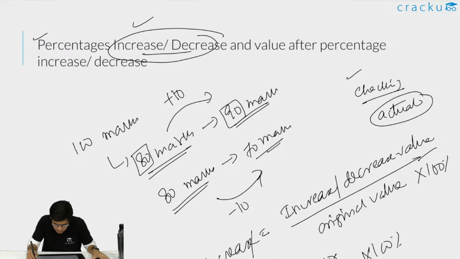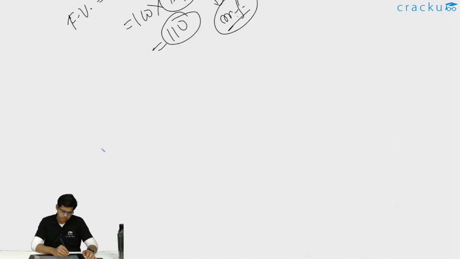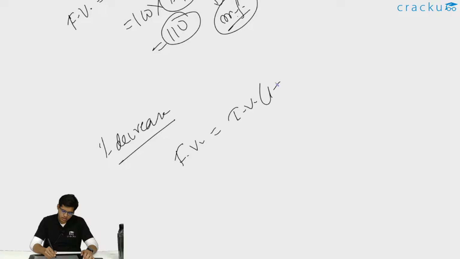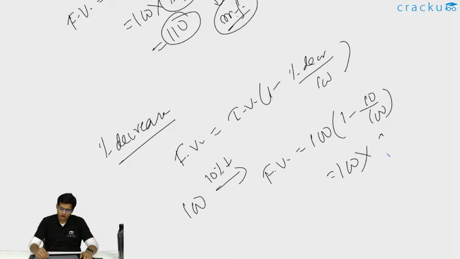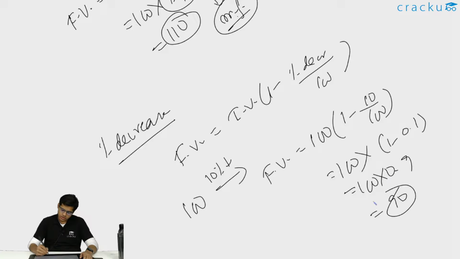Similarly, for percentage decrease, what would have been the scene? The final value would be initial value into 1 minus percentage decrease upon 100. So again, if the initial value was 100 and there is a 10 percent decrease, the final value would be 100 into 1 minus 10 by 100, which is 100 into 1 minus 0.1, so 100 into 0.9, which is 90. So in this case, the multiplying factor is 0.9.